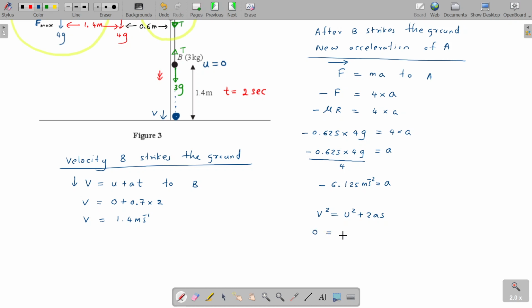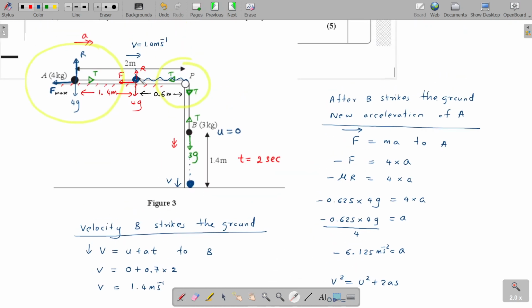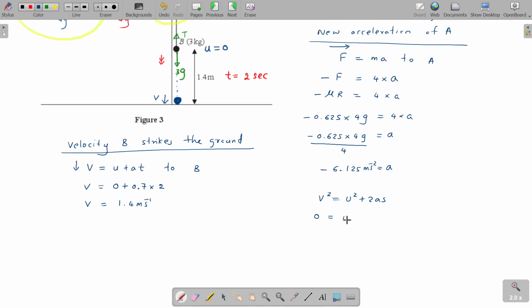Okay, so how much is this? V square is 0. Is U square 0? No, U square is at the place where you start the new acceleration. You start the new acceleration with the starting speed of 1.4. This is the place where the string becomes slack, when particle B hits the ground. That's where you start the new motion under the new deceleration, isn't it? So 0 equals 1.4 square plus 2 into minus 6.125 into displacement. So 2 into 6.125 into displacement equals 1.4 square.